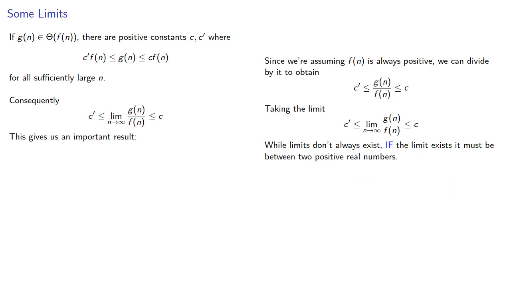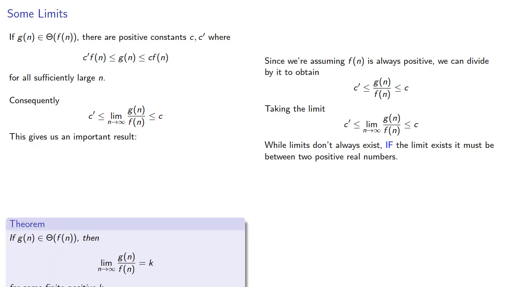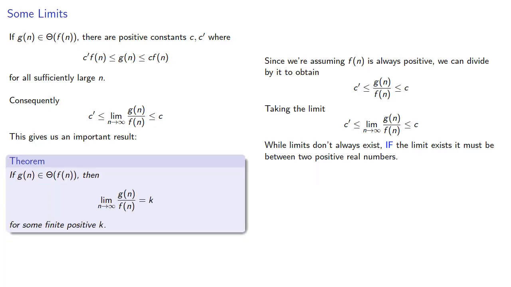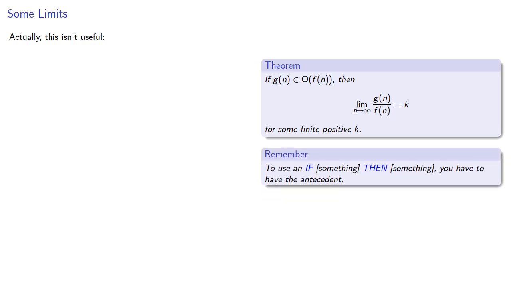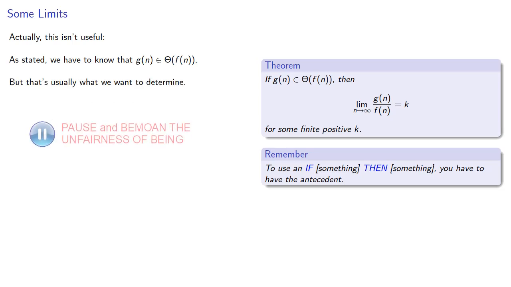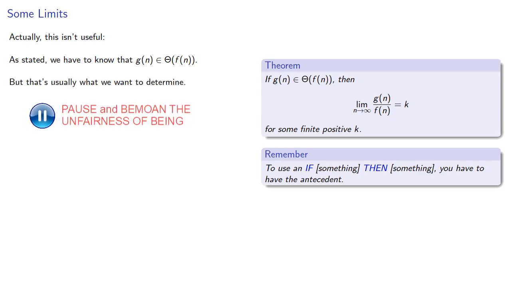And this gives us an important result. If g(n) is order f(n), then the limit of the quotient is k for some finite positive k. Actually, this isn't useful. Remember, to use an if-then statement, you have to have the antecedent. So in this case, as stated, we have to know that g(n) is order f(n). But that's usually what we want to determine. So what can we do?